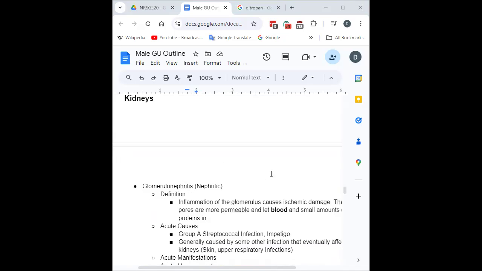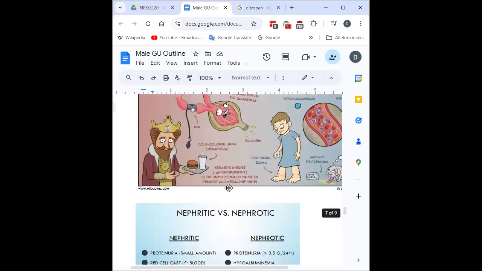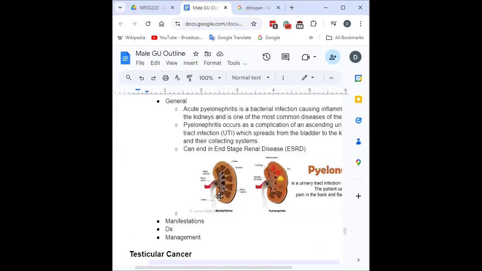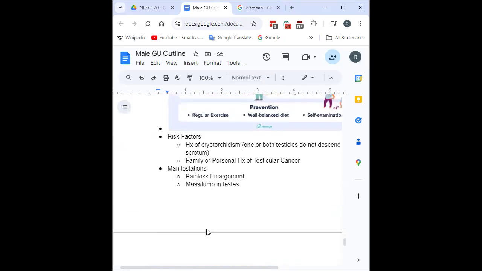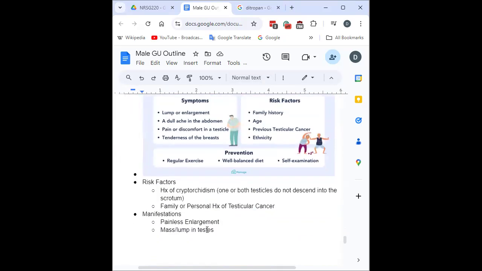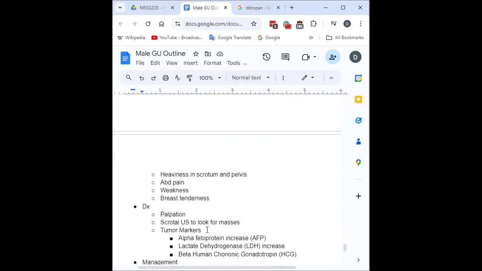So the way I split it up is I wanted to focus mostly on nephritic versus nephrotic. And then I have nephrolithiasis, the kidney stones, more towards the bottom, and pyelonephritis. We'll talk about that later. Testicular cancer, I put on the back burner, but I gave you guys all the information there. And if we have time, I'll just read through it.